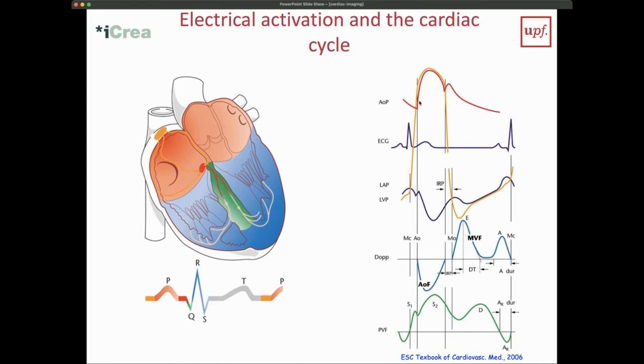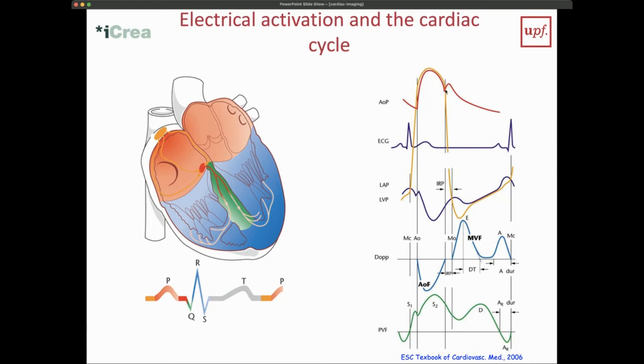Once the aortic valve opens, the pressure still rises a little bit in the beginning, but the volume starts to decrease. This is the volume of the ventricle. So the volume will start to decrease while you have the ejection. Then, at the moment that the contraction is over, the pressure in the left ventricle starts to drop.